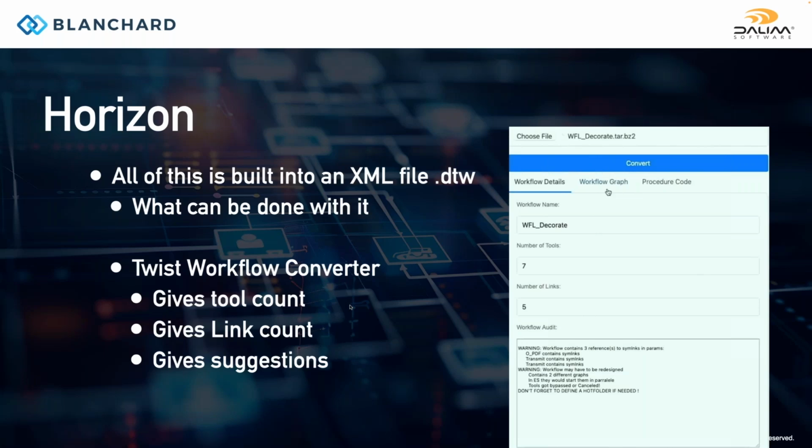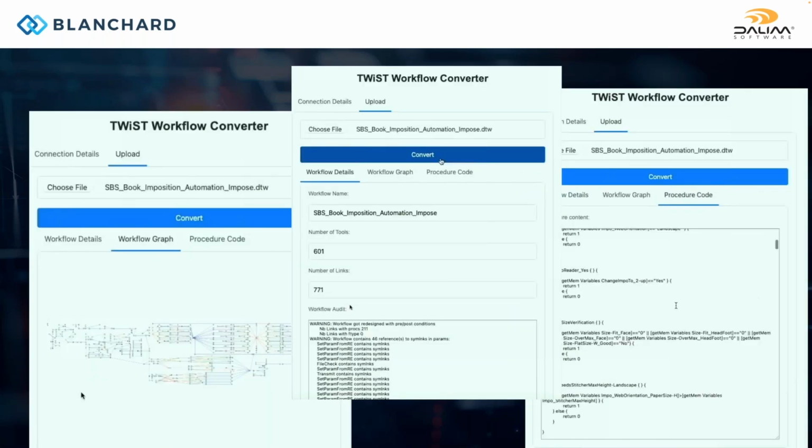If you've ever exported a Twist workflow, you're familiar with that. It shows this workflow had 7 tools, 5 links, and there's some information on it. We actually, at the end, got him to run Johnny's workflow through and saw it had 601 tools, 771 links.